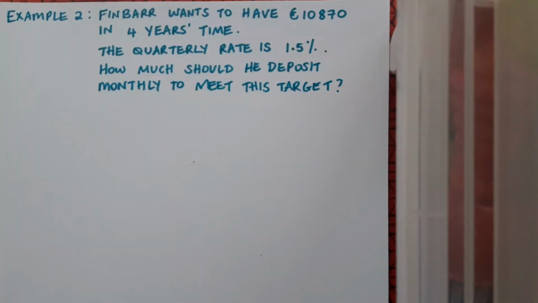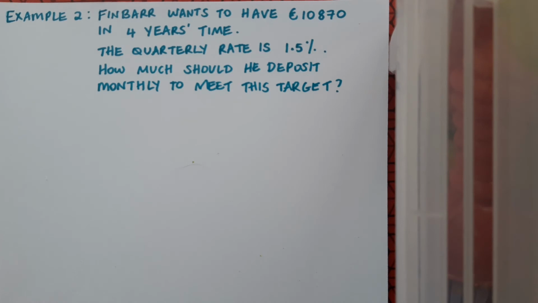Okay, so now let's look at the second example. And in this example, we're going to be working backwards from our final amount to find out how much we should be investing every month. So Finbar wants to have €10,870 in 4 years' time. The quarterly rate is 1.5%. How much should he deposit monthly to meet this target?